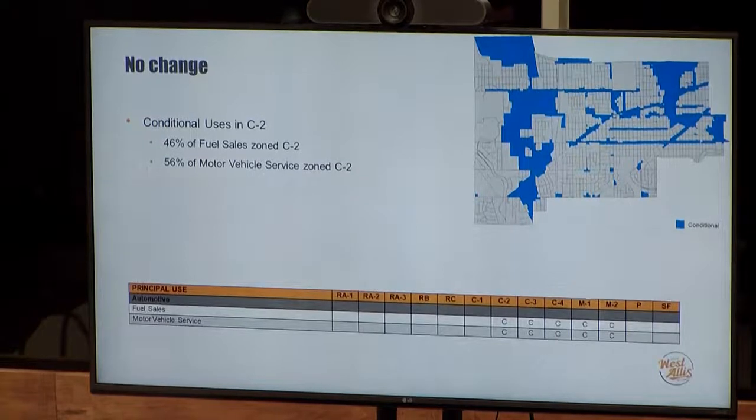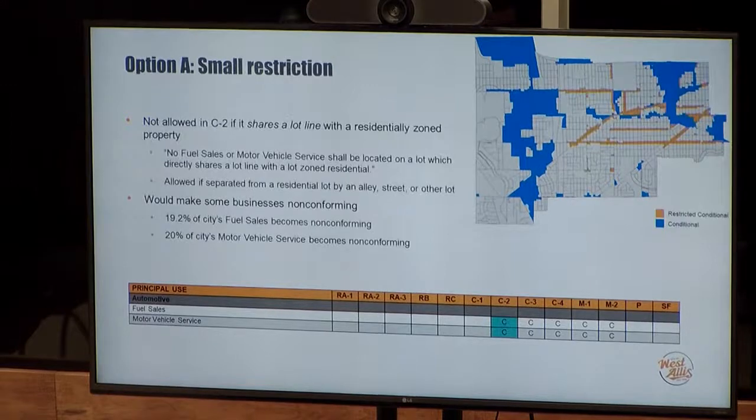Important to note that gas stations and motor vehicle services heavily use the C2 district and locate themselves within it: 46% of gas stations and 56% of motor vehicle service. Option A, we're proposing that these uses not be allowed in C2 if they share a lot line with residentially zoned property. That would make roughly 20% of these businesses non-conforming.